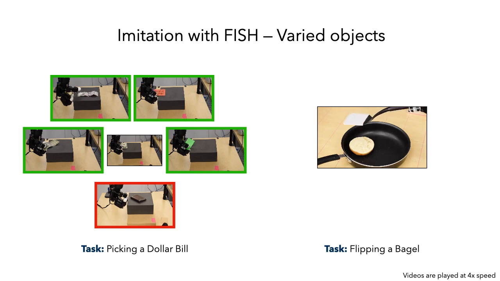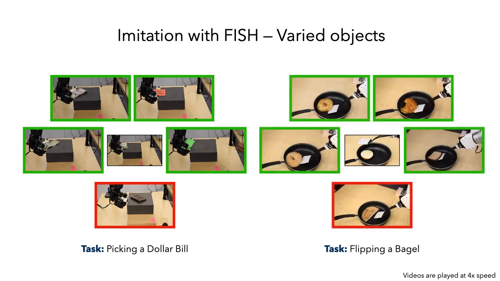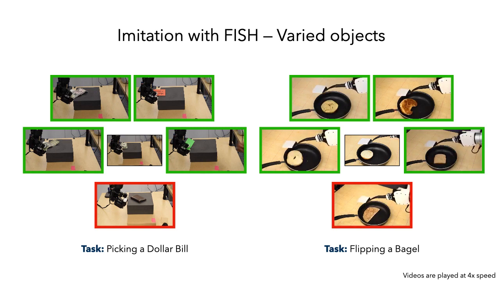A similar observation is made on the task of flipping a bagel. Given a demonstration on a specific type of bagel, FISH generalizes to different types of bread. However, like before, it fails on the flat bread, which is soft, and renders the strategy shown in the demonstration ineffective for the task at hand.